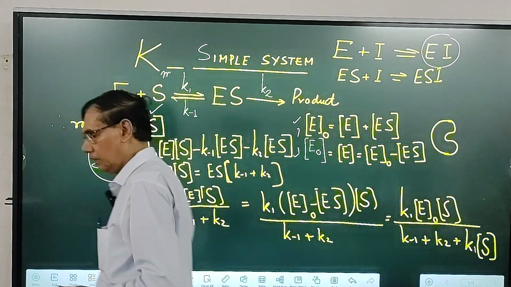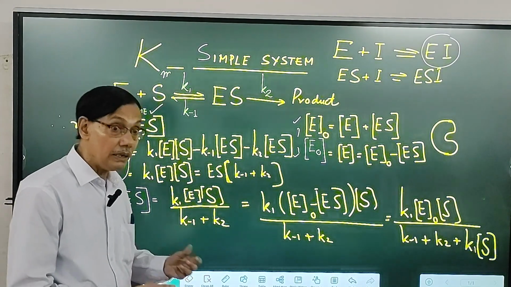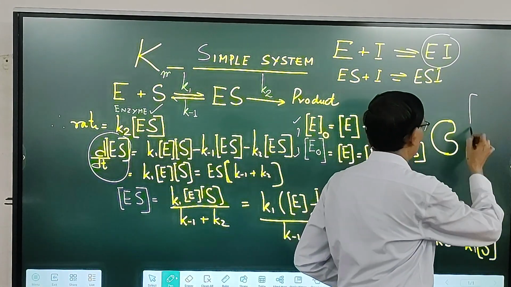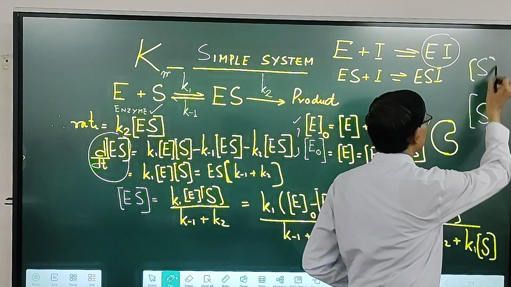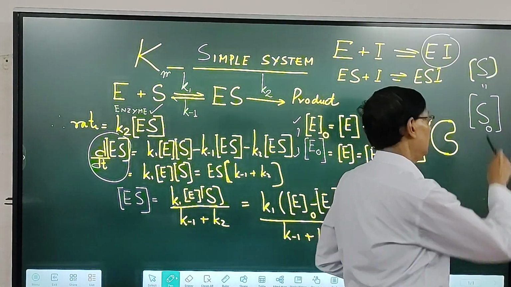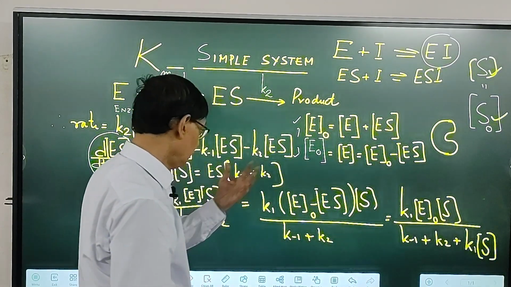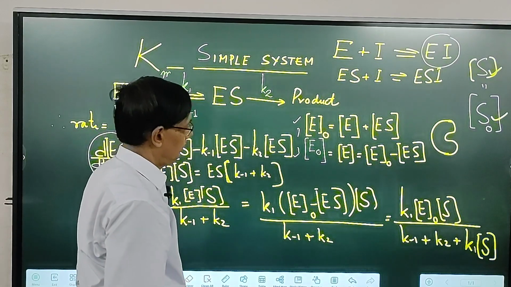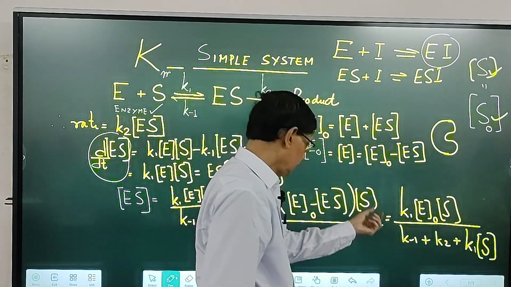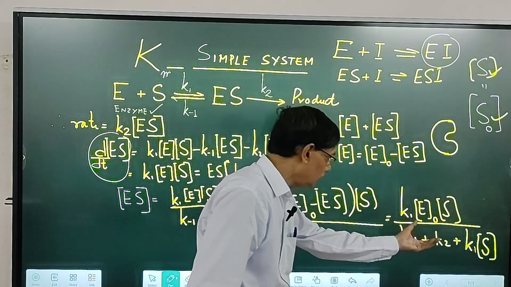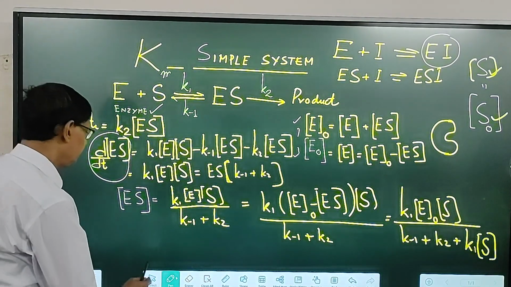Again, in some books, because the substrate concentration is very high in comparison to the enzyme, it is written like that also, but it makes no difference. So it is up to you. That means either you can write S or S0. That is not a very important point to be discussed. So in the last step, we have to substitute the value of ES from this equation into our main equation, K2 ES.